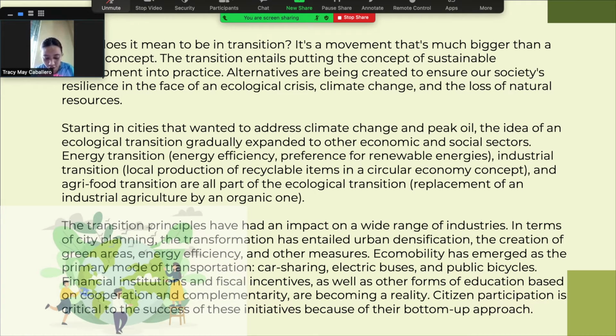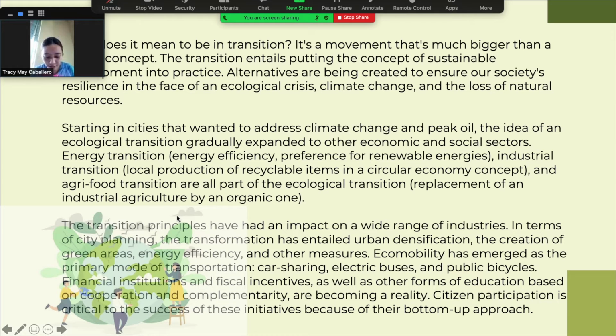Energy transition or energy efficiency, preference for renewable energies, industrial transition, or local production of recyclable items in a circular economy concept, and agri-food transition are all part of the ecological transition, or replacement of an industrial agriculture by an organic one. The transition principles have had an impact on a wide range of industries.